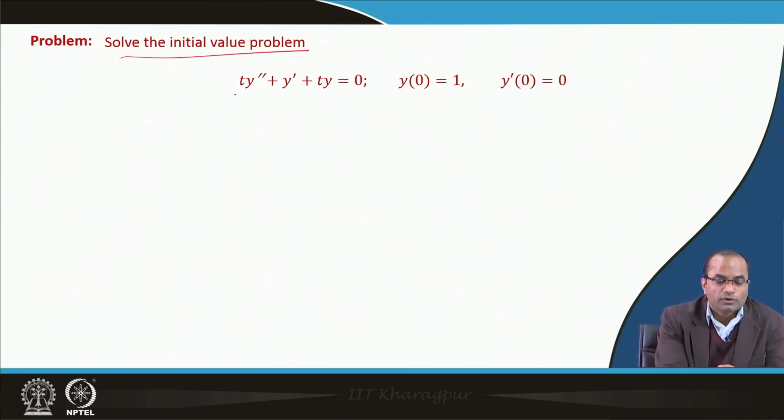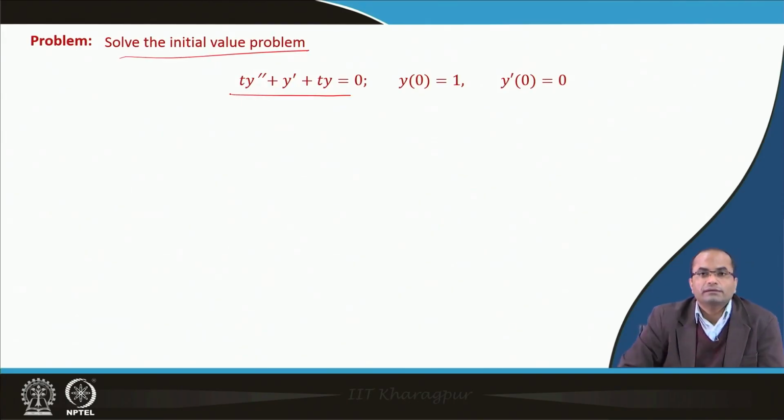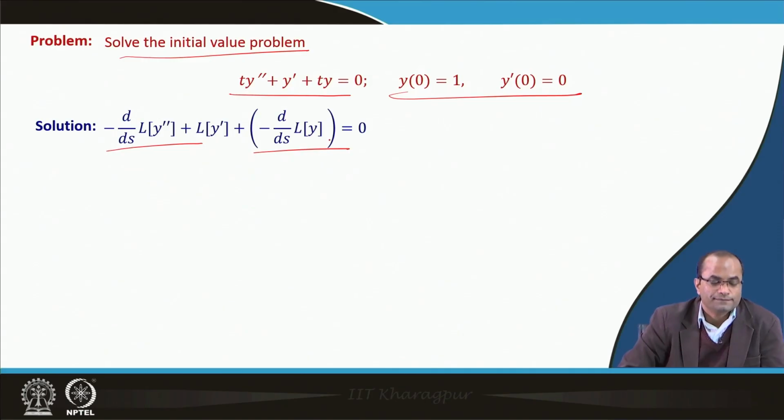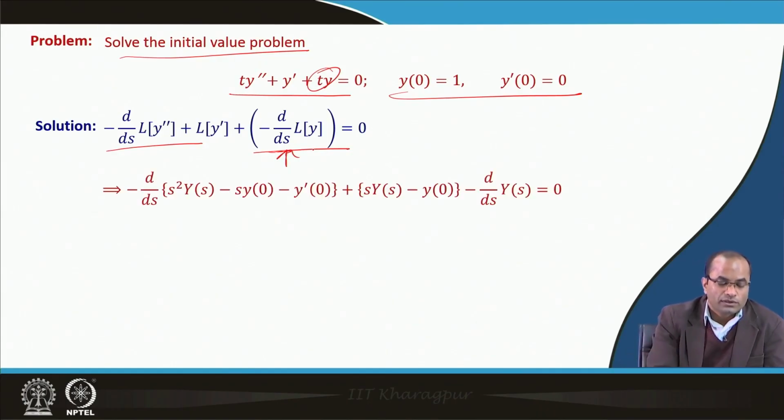Solve the initial value problem. So, here again we have the variable coefficient. So, t y double prime plus y prime plus t y equal to 0 and these initial conditions are given. So, we will follow the same step, we will take the Laplace transform and because of t there will be a term d over ds.